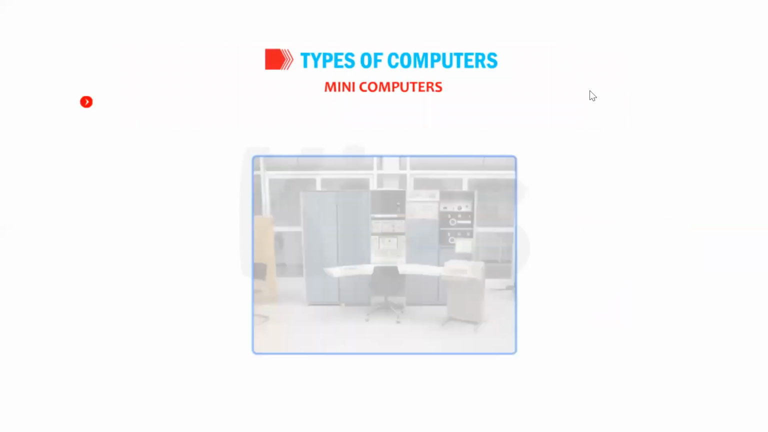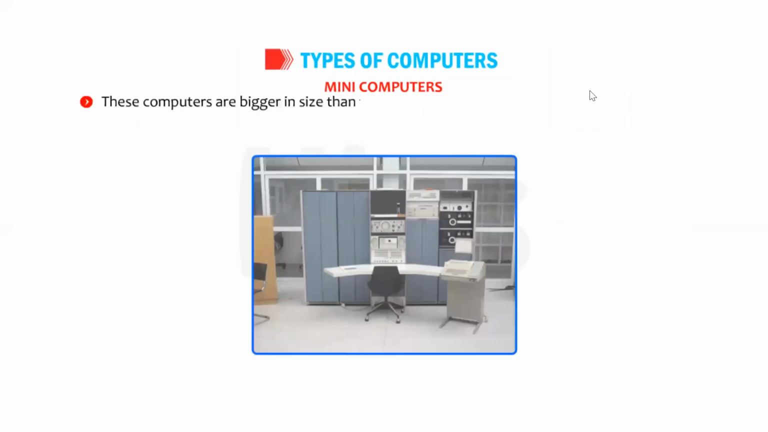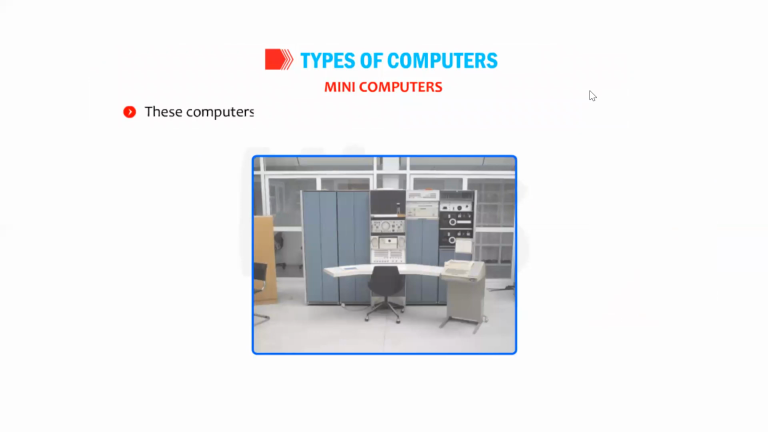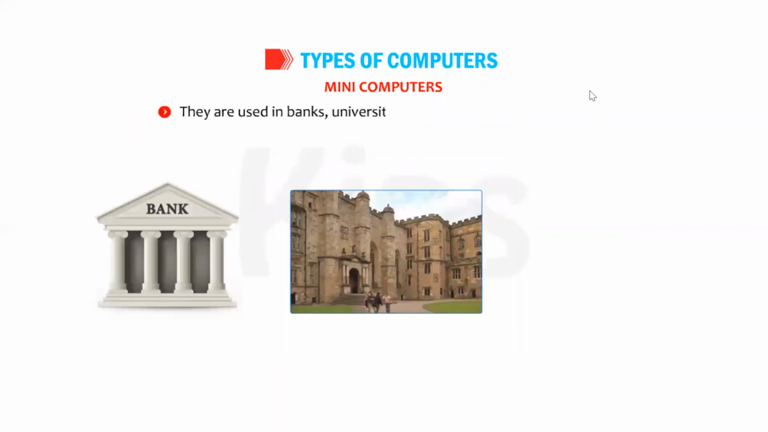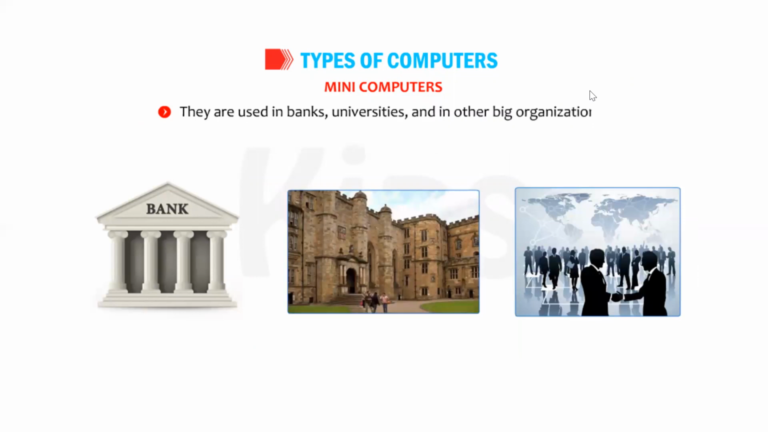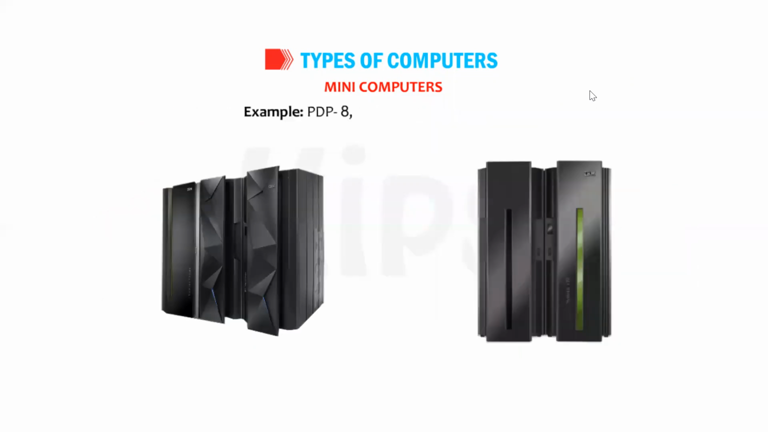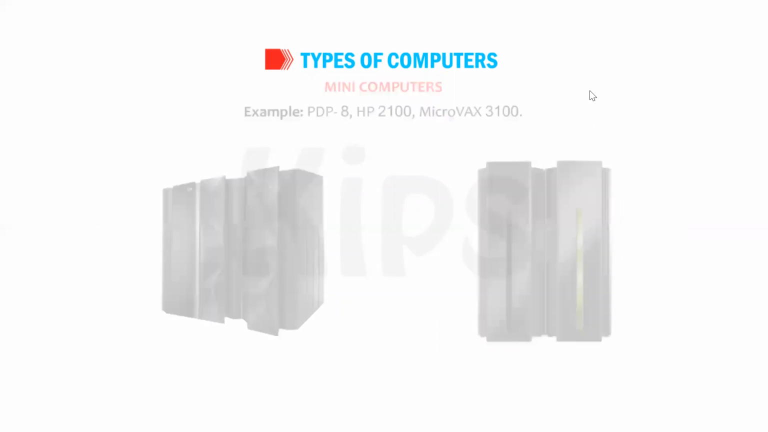Mini computers. These computers are bigger in size than the microcomputers, typically being the same size as that of a refrigerator. They have a higher processing speed and are costlier than microcomputers. These computers are capable to support about 4 to 200 users simultaneously. They are used in banks, universities, and in other big organizations. For example, PDP-8, HP 2100, Microvax 3100.